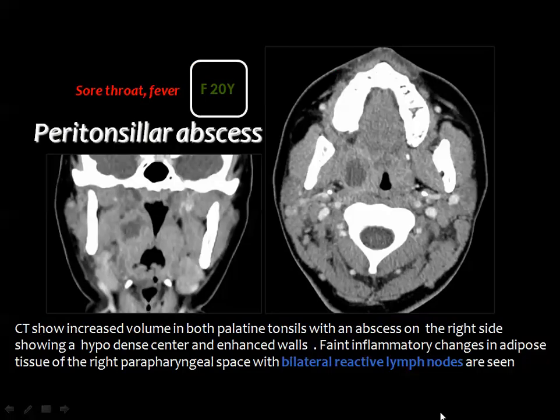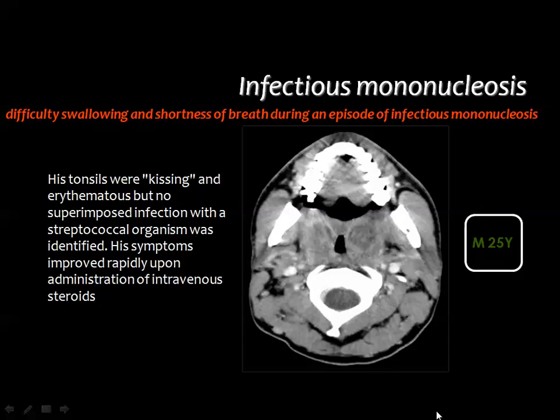And this is an example of a tonsillar abscess on the right side. And here you see a marginally enhancing lesion in the anatomic site of the tonsil related to the medial aspect of the parapharyngeal space fat. And also you appreciate the presence of reactive cervical lymph nodes.